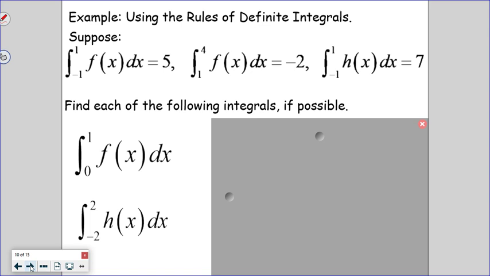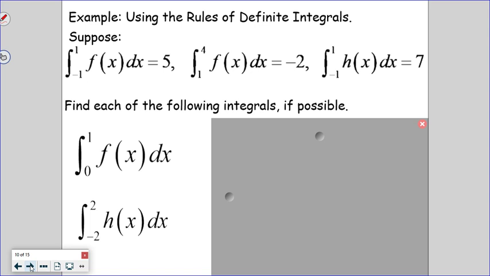Okay, do we have at the top the integral from 0 to 1 of f of x dx? No. This is what is very tempting on this one. I have one that is similar to this, and it goes from -1 to 1. Well, if we only go from 0 to 1, wouldn't that just be half of this? And so would our answer just be 5/2 or 2.5?